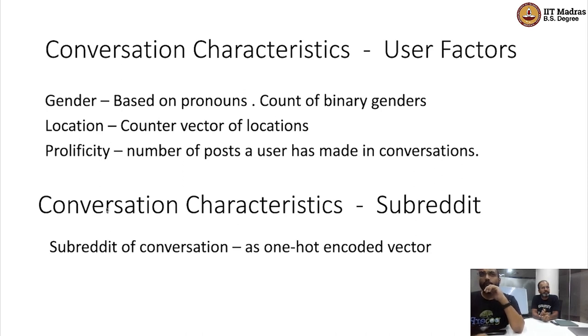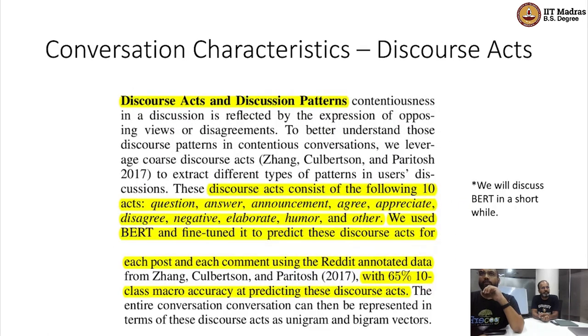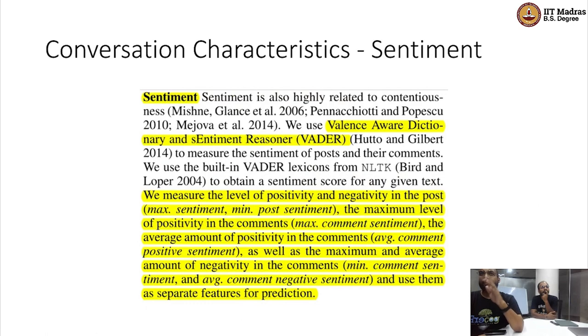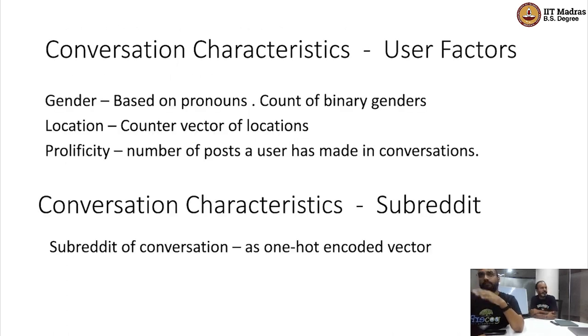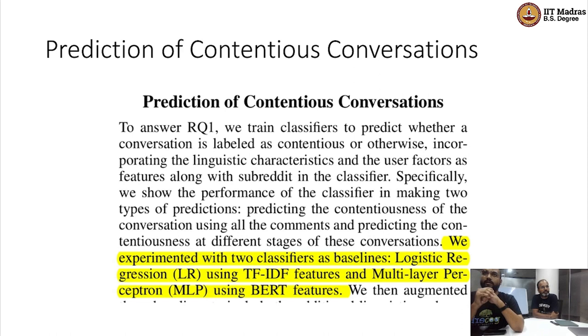Right. So what you see here is basically a lot of feature engineering. You had a post, you categorized it into these two categories, well and good, but to classify them into contentious, divisive or not divisive, and to understand or explain what were the characteristics driving a particular topic into one of these categories, the authors created a bunch of features, right? Discourse acts, sentiment, LIWC, text representations, and then a few more characteristics like gender, location, prolificity, and what are the subtypes. All of these put together would go into this task of predicting whether a particular conversation was contentious or not, right?